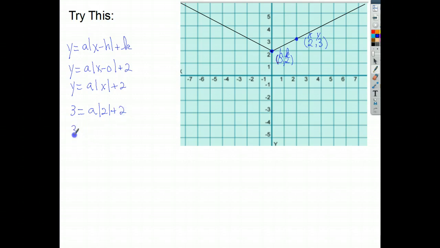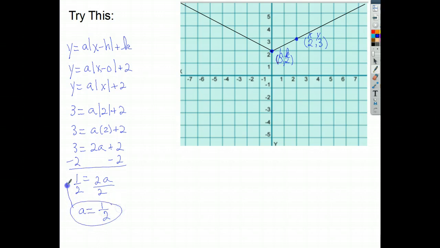Solve for a. 3 equals a times 2. Evaluate the absolute value of 2. Multiply 2 times a and get 2a. Solve for a. Subtract 2 from both sides. 1 is equal to 2a. Divide both sides by 2. Use the symmetric property. A is equal to 1/2. Take that up to this line here. No room up there, so I'll drop the answer down here. And the answer is going to be y equals, instead of a, I write 1/2, absolute value of x plus 2. Okay?